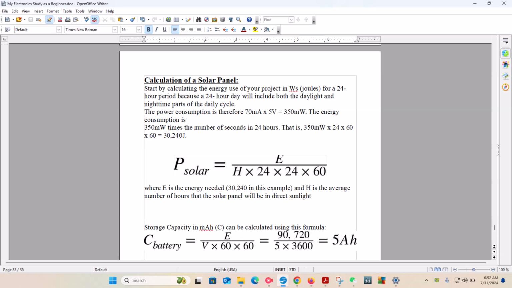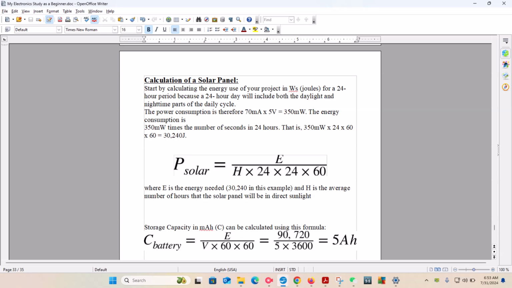So we basically have amps, which is current, and you multiply that by voltage to get wattage, which has to do with power. Now the energy consumption is 350 milliwatts times the number of seconds in 24 hours. So if you do that math, that is 350 milliwatts times 24 times 60 times 60 equals 30,240 joules, which has to do with energy.